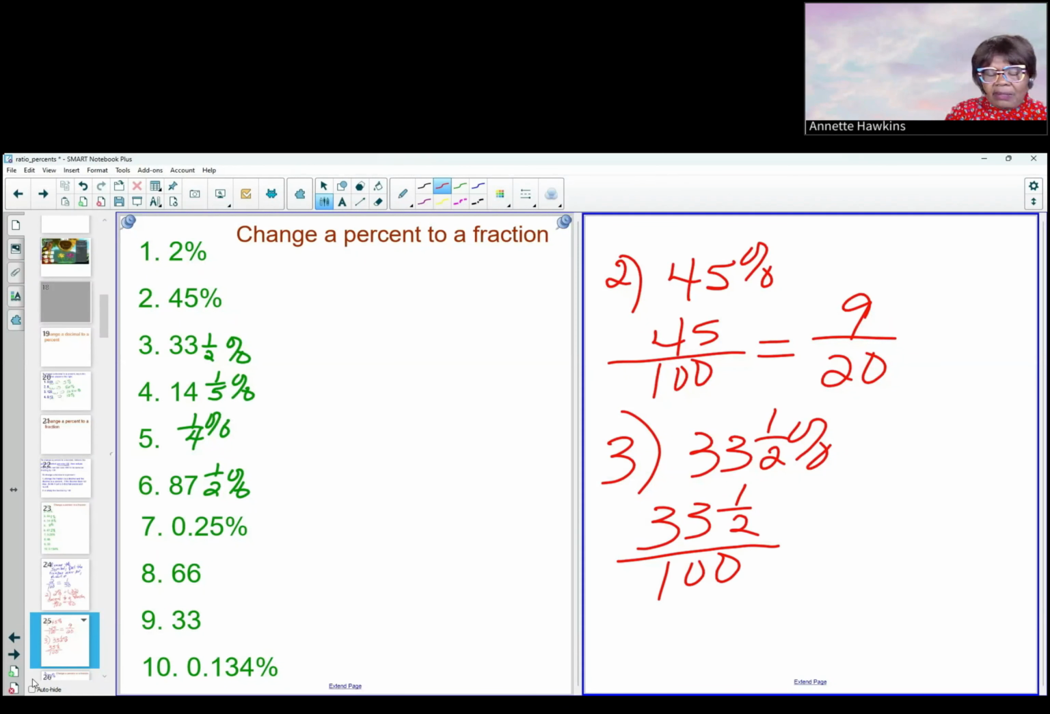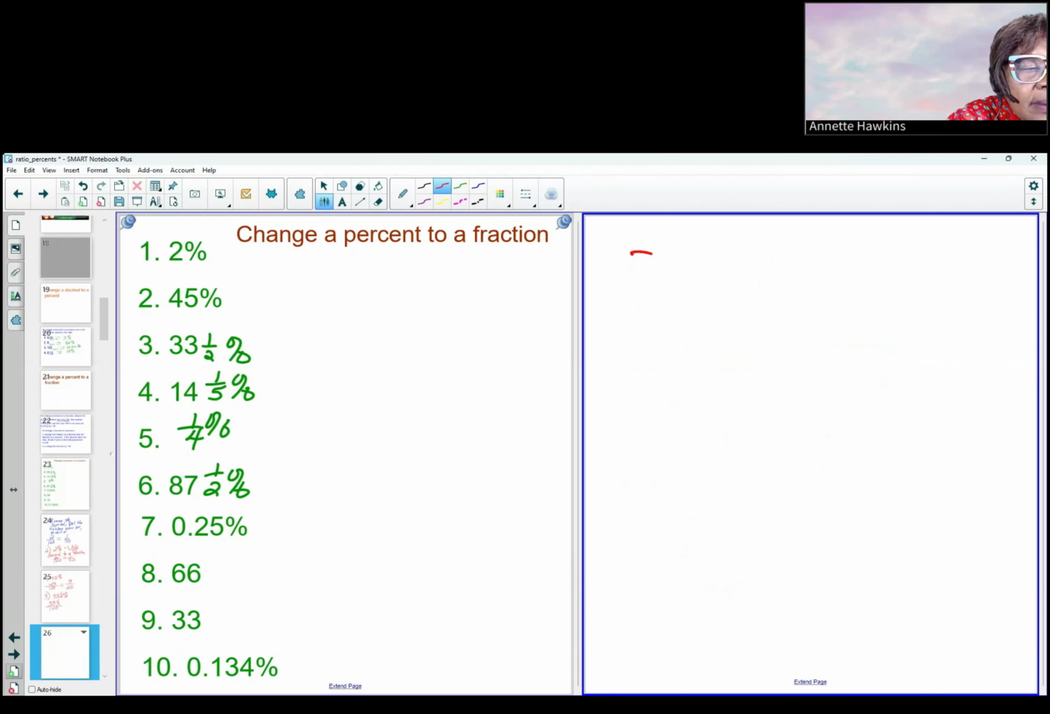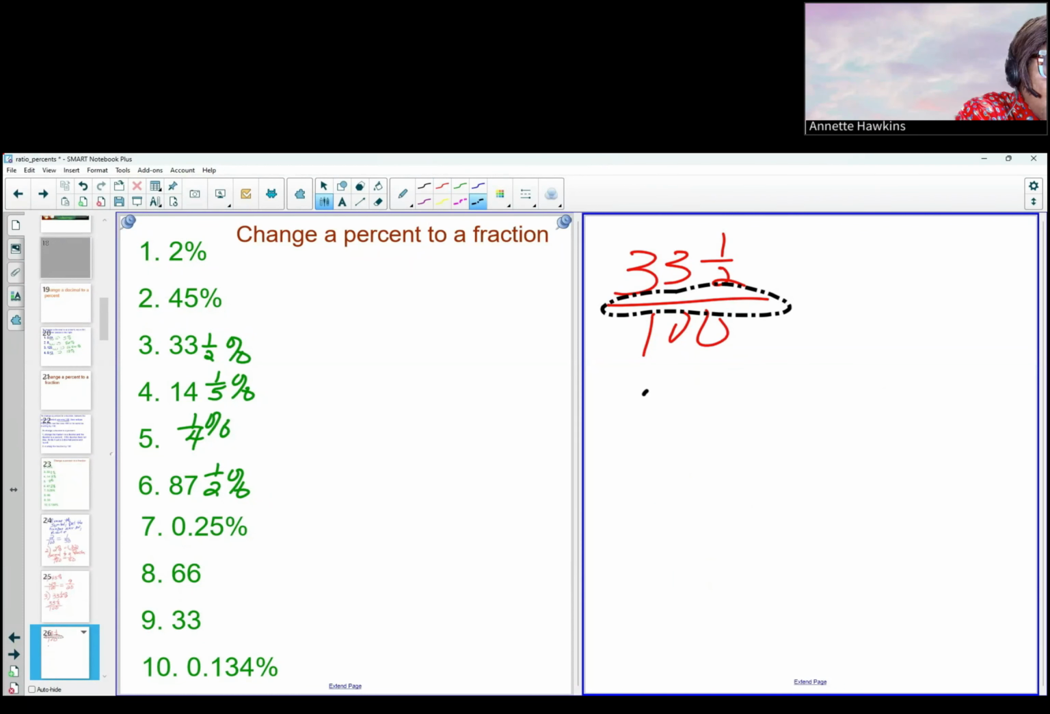Now, this is a complex fraction, and it looks complex to you, but let's rewrite this into how we normally see fractions. 33.5 over 100. We can change this to 33.5 divided by 100. Voila.